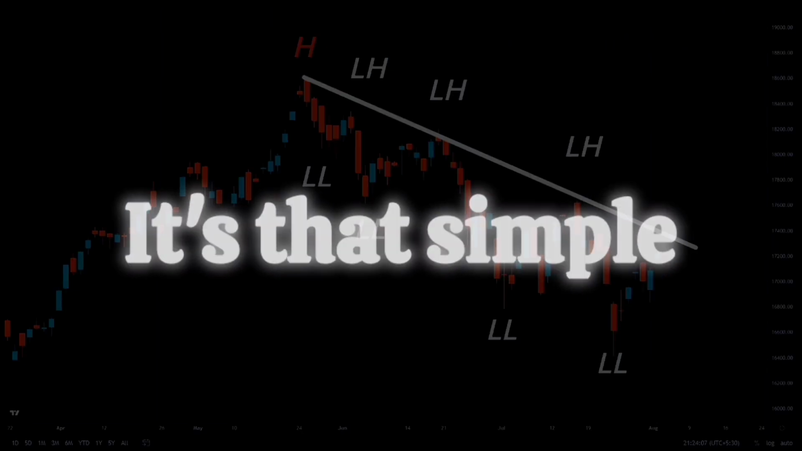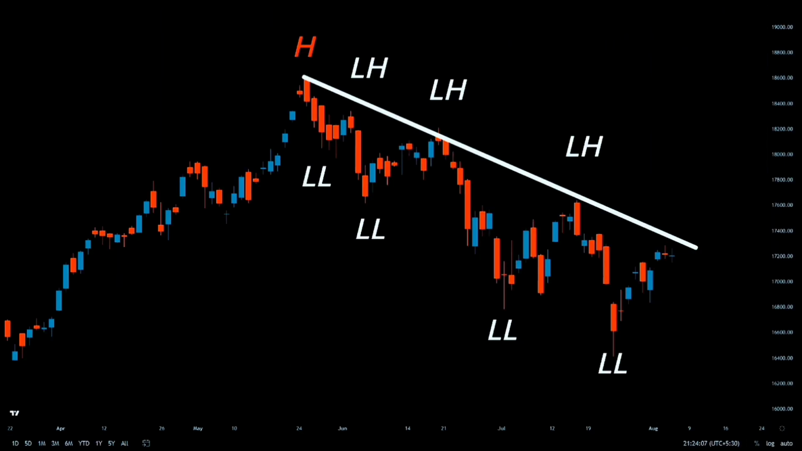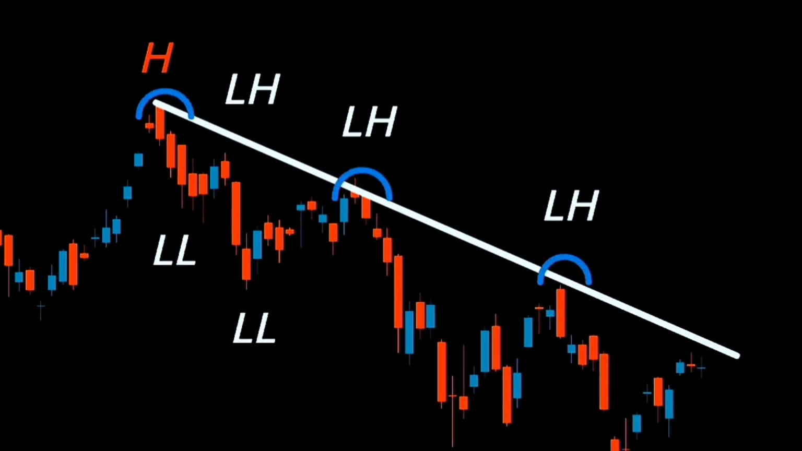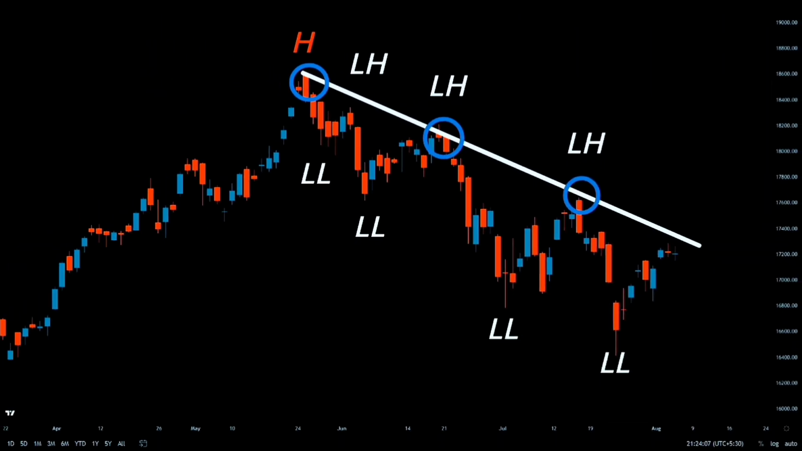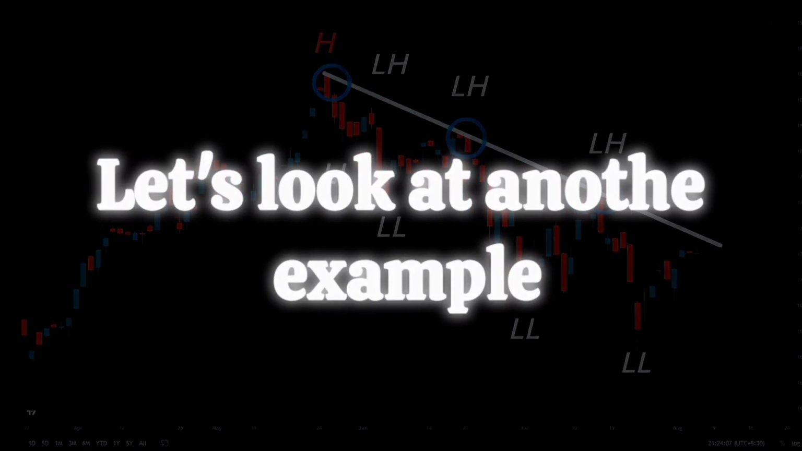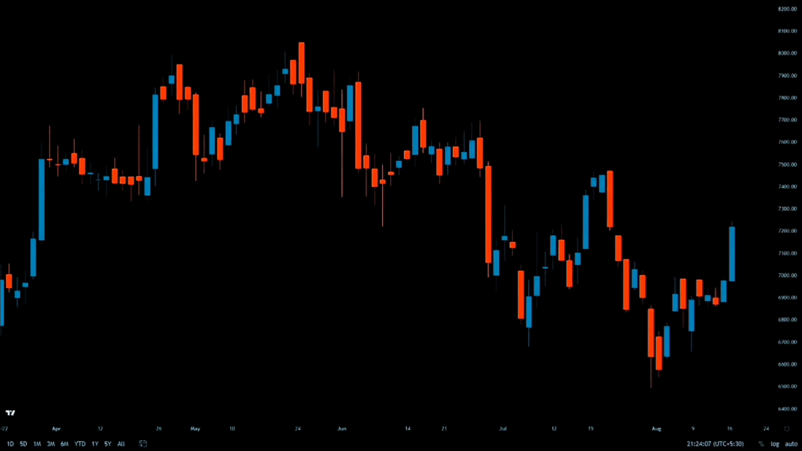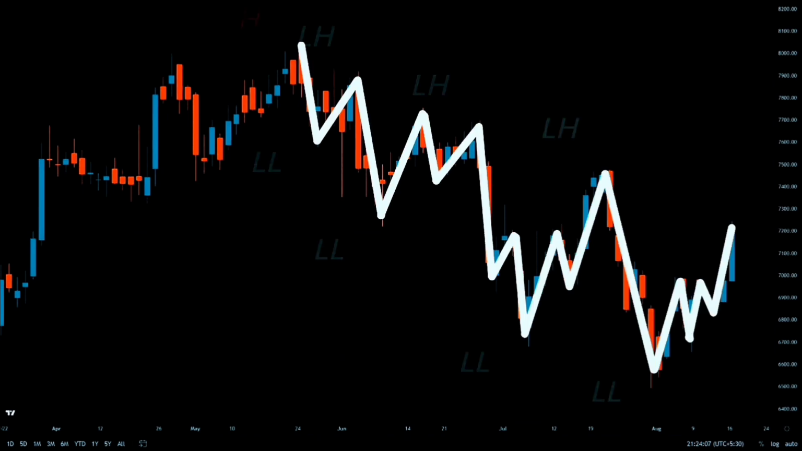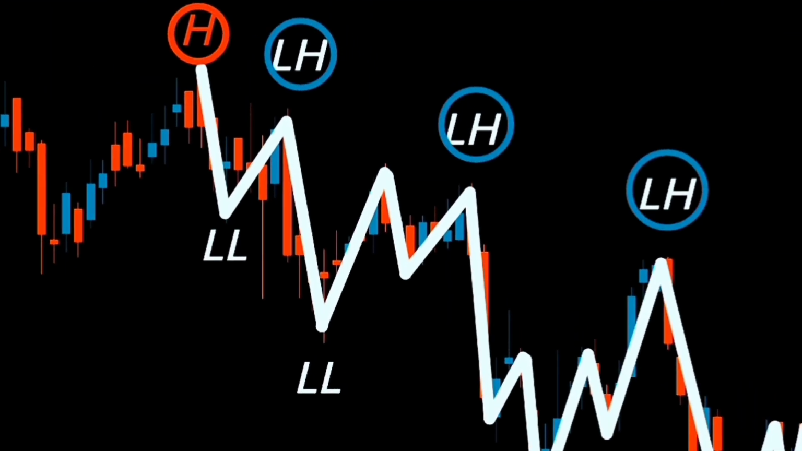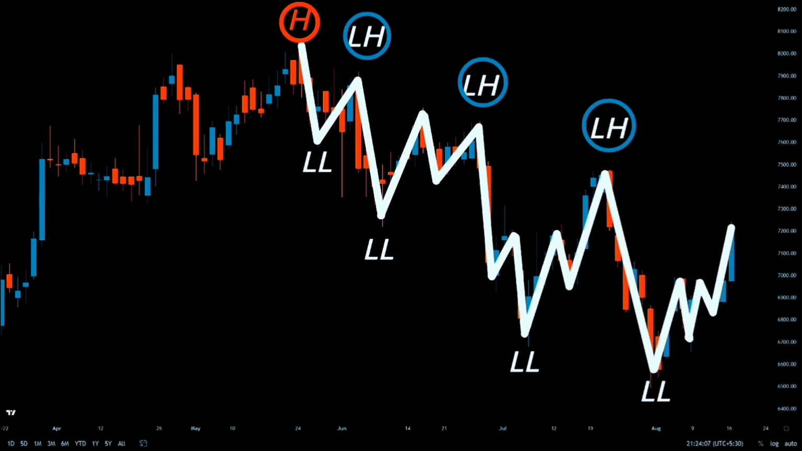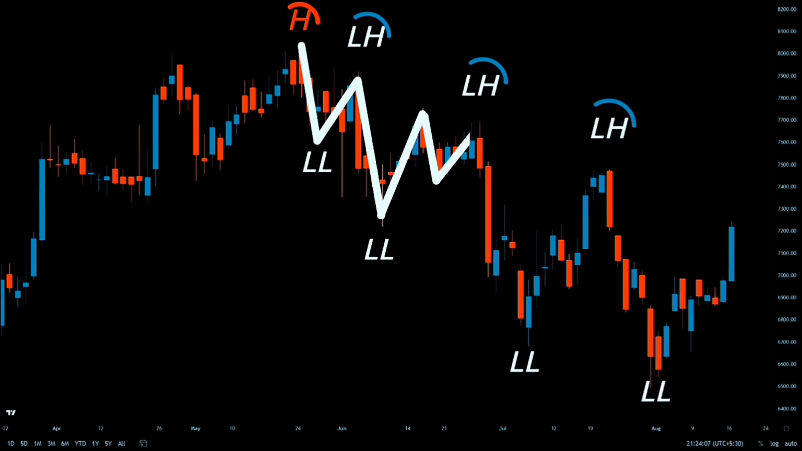It's that simple. Just remember, you need at least 3 key points to draw a trend line. If you have more than 3, that's even better, but it should not be less than 3. Let's look at another example. In this chart, you can see the stock is in a downtrend, forming lower lows and lower highs. Here, the key levels are the stock's high and 3 lower highs. Now, let's draw a trend line to touch as many key levels as possible.